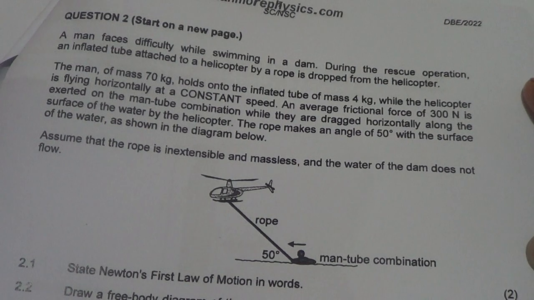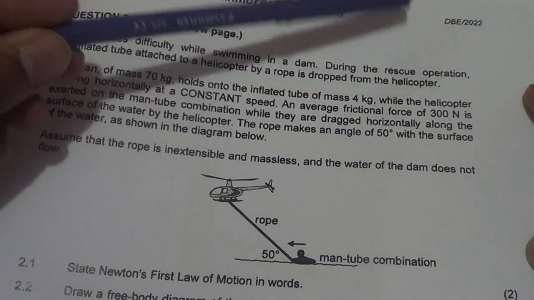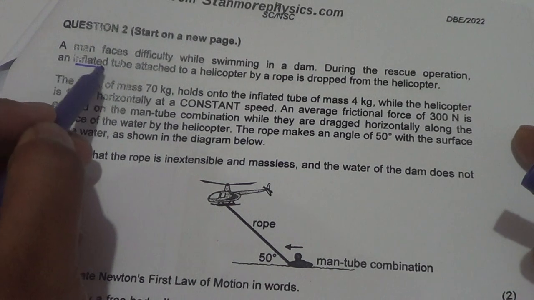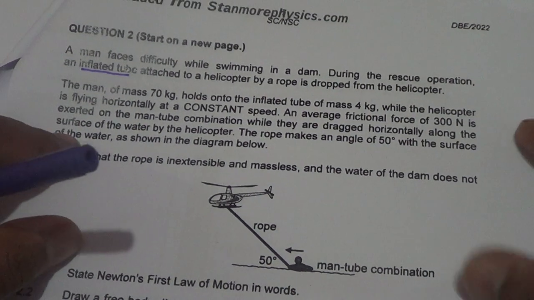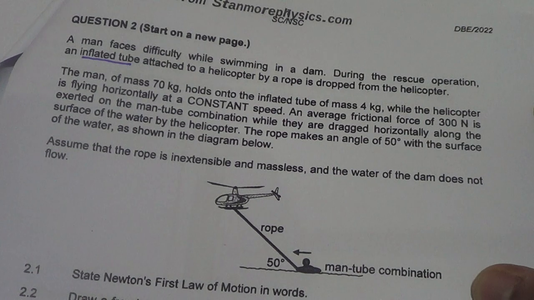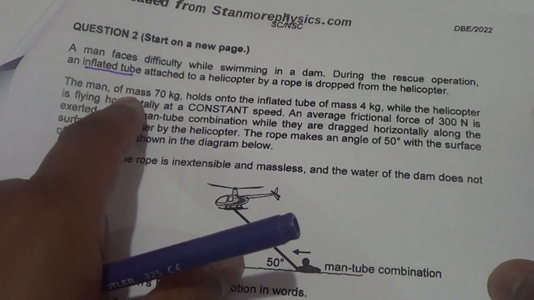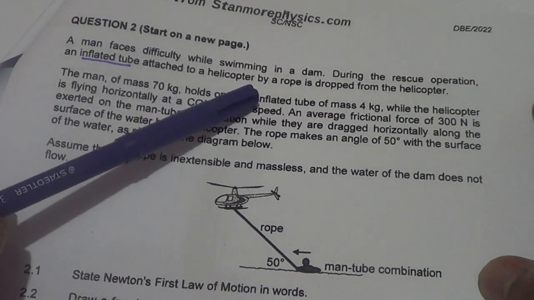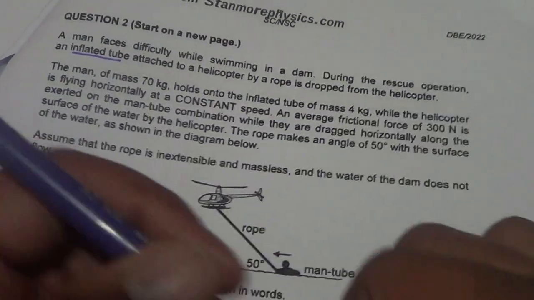It says now, a man faces difficulty while swimming in a dam, all right? Now, during a rescue operation, an inflated tube, attached to a helicopter by a rope, is dropped from the helicopter. That's what is going to be used to help him float on the surface, all right? So at least he doesn't have to work in that water, which is going to tire him, and then he ends up sinking. So this will help him to not do any work at all. So that's good. Okay, no problem. So the man of mass 70 kilograms.